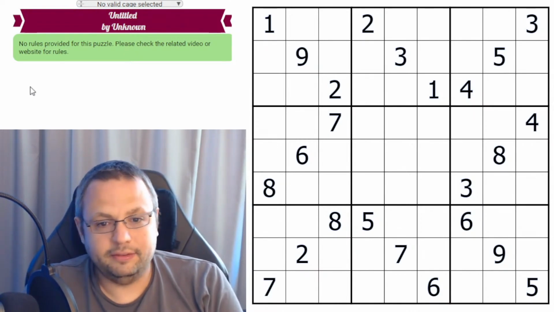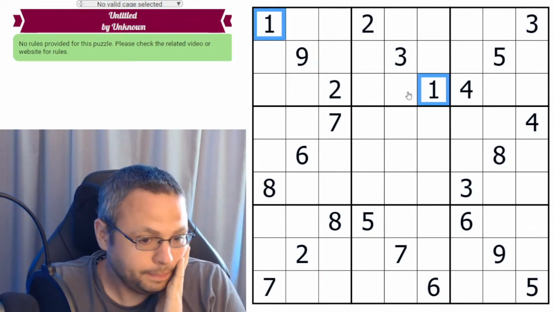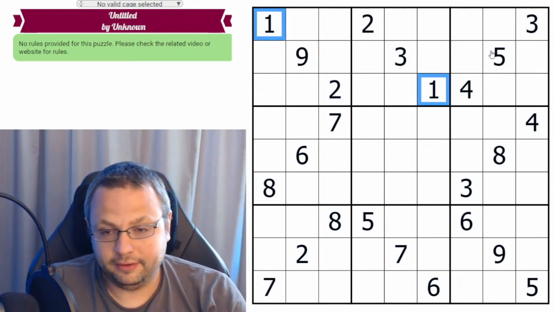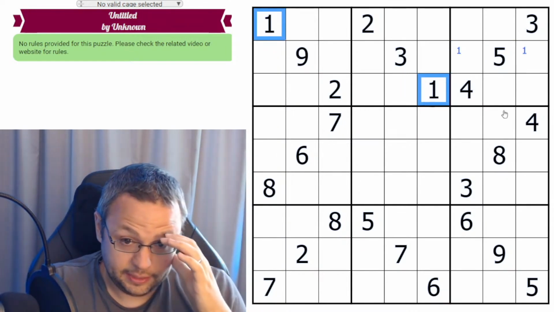I suspect that this is going to be the harder of the puzzles we have done today, but let's see. Okay, so this is just classic. So let's start with corner marking if we can.